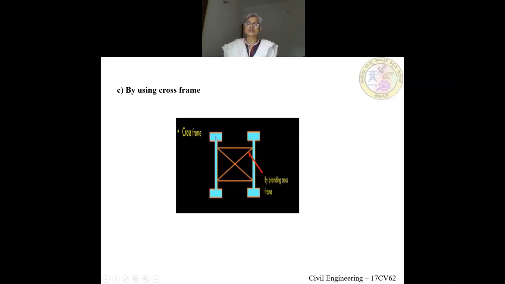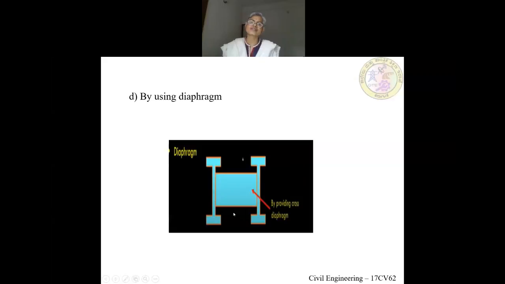The third one is using cross frames. So two beams which are one beside the other can be connected by cross frames like this. This will avoid lateral buckling. And the other one is by providing a diaphragm. This is a steel sheet which is connected or welded to the webs of the I sections.